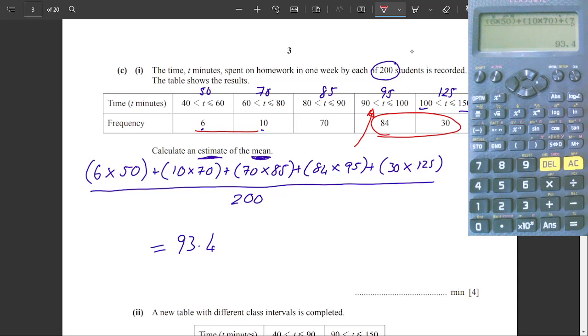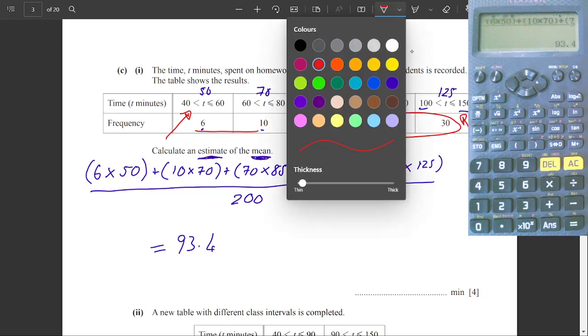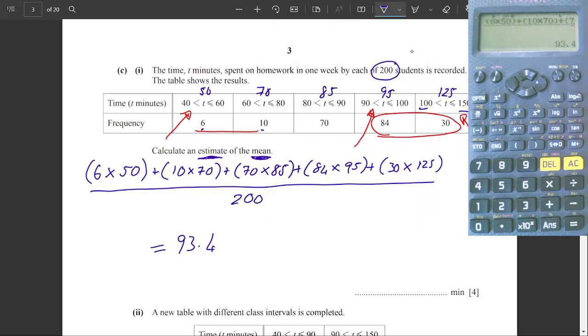Okay, if we got an answer that was lying very low or very high, then we know we probably made a mistake. It's easy to press a plus or a minus when you shouldn't and then get it wrong. So I also recommend doing this calculation more than once. Here, the correct answer, 93.4, is correct.